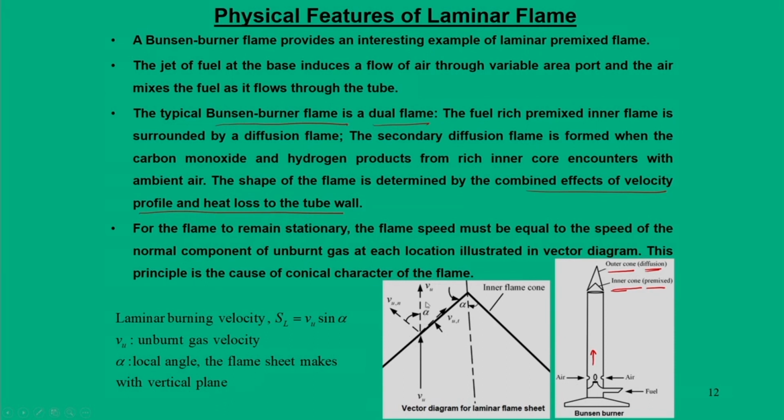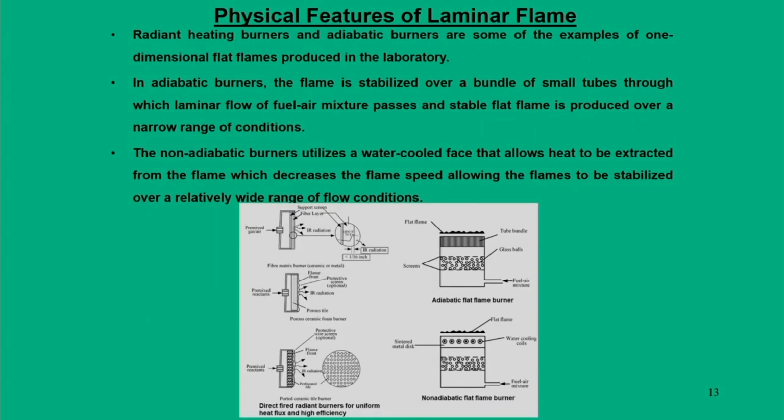We have the unburned gas velocity, which is defined by the vector VU, which comes from the bottom. Then we can define two components, one is the normal component, the other is the tangential component with respect to this flame sheet, and based on this we can define the laminar velocity SL equal to VU times sin alpha. So, this is the basic definition of laminar burning velocity.